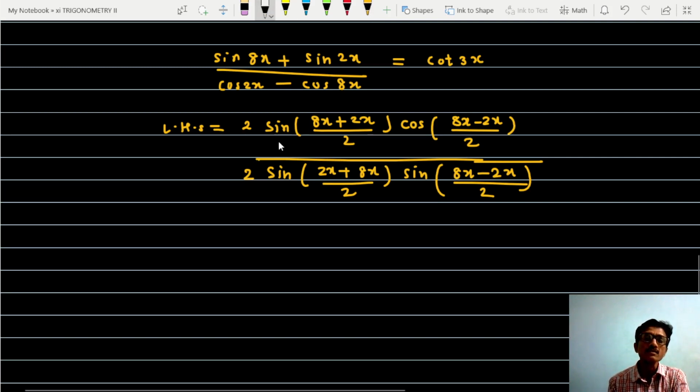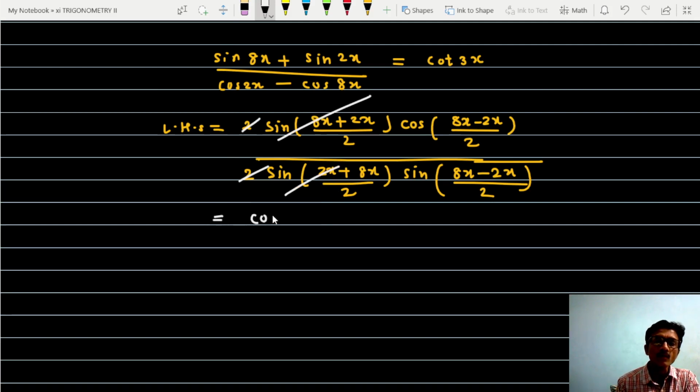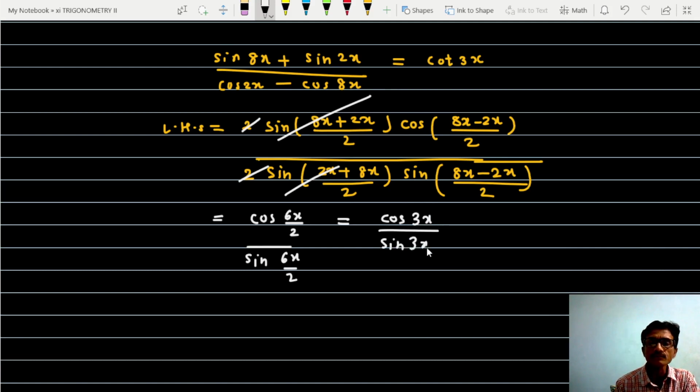So let's cancel this 2, and this 8x plus 2x upon 2, 8x plus 2x upon 2, and sine, so this will also cancel. Then what is left over here? In the numerator cos of 8x minus 2x, 6x upon 2, and in the denominator sine of 8x minus 2x, 6x upon 2. This is equal to cos of 3x upon sine of 3x, which is equal to cot of 3x, right hand side.